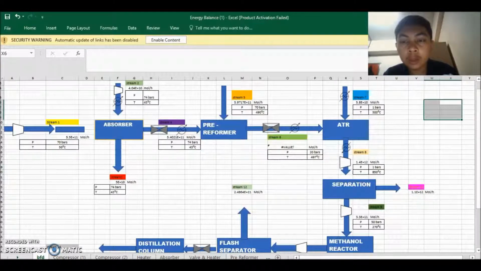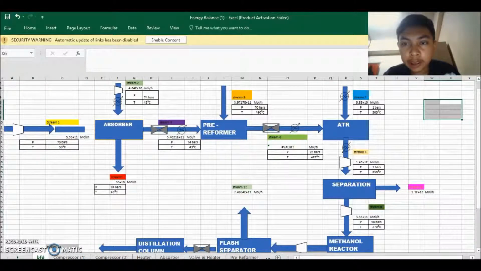Okay, now I will explain about the separation and methanol reactor. For the energy balance, we use the cooler and the compressor for the separation. Before entering the separation, and then after going out of the separation, we use the compressor to calculate the energy balance.